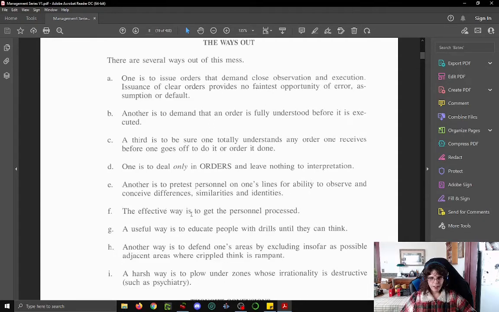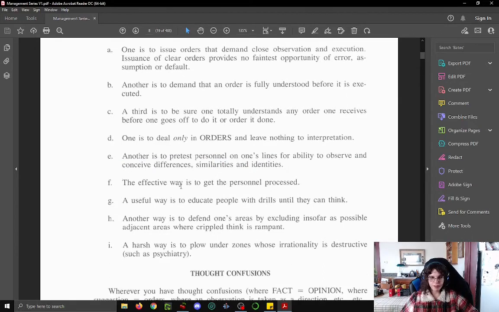The effective way is to get the personnel... This is going to waste so much time. Unless this has to do with hiring somebody. The effective way is to get the personnel processed. A useful way is to educate people with drills until they can think. You mean indoctrinate them, Hubbard.